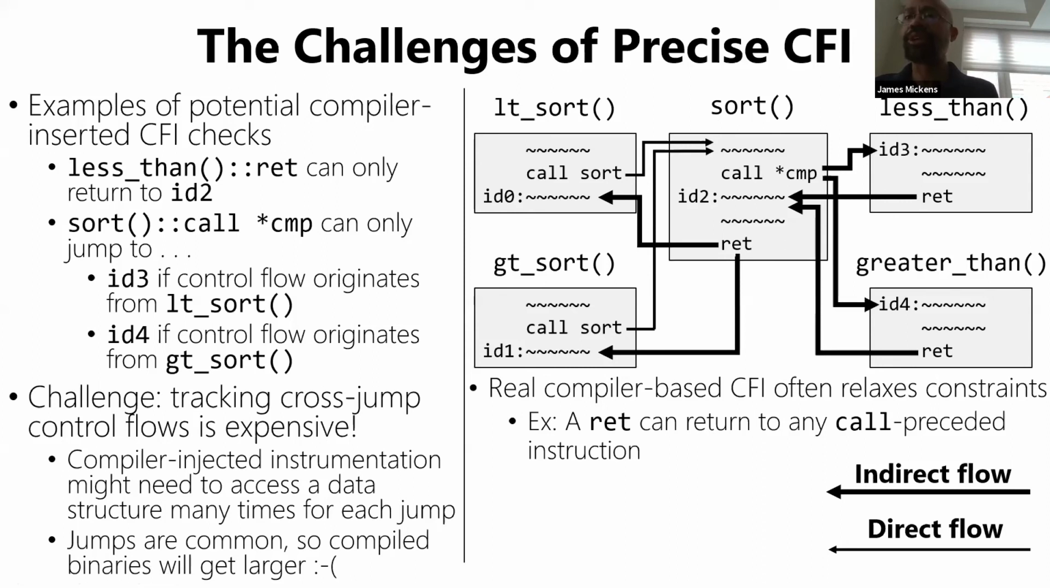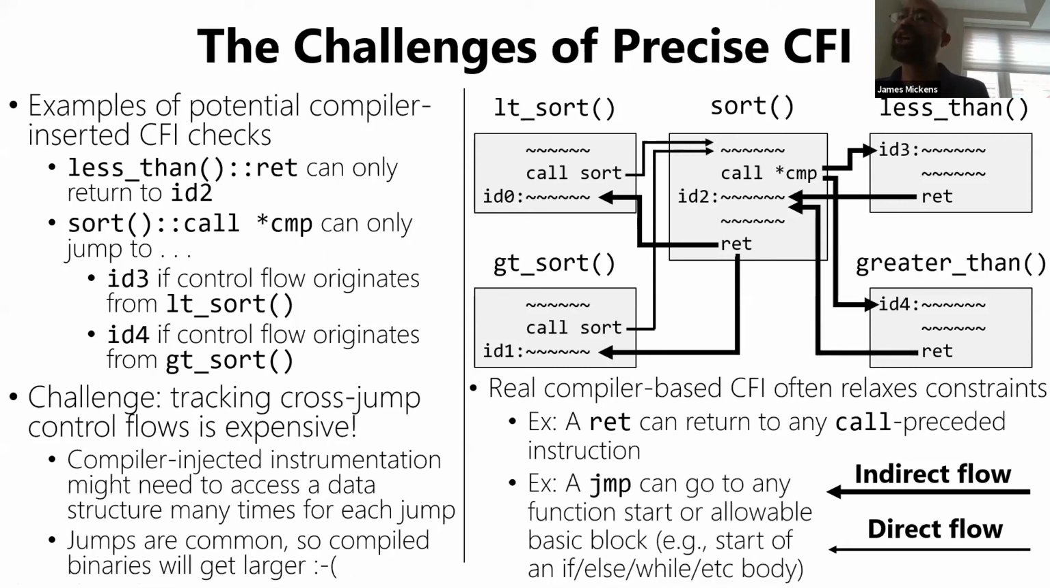Another common relaxation is that a jump can go to any function start or any allowable basic block, where an allowable basic block might be the start of a C level control statement, like an if, an else, a while, and so on. So once again, that is a relaxation of the constraints.